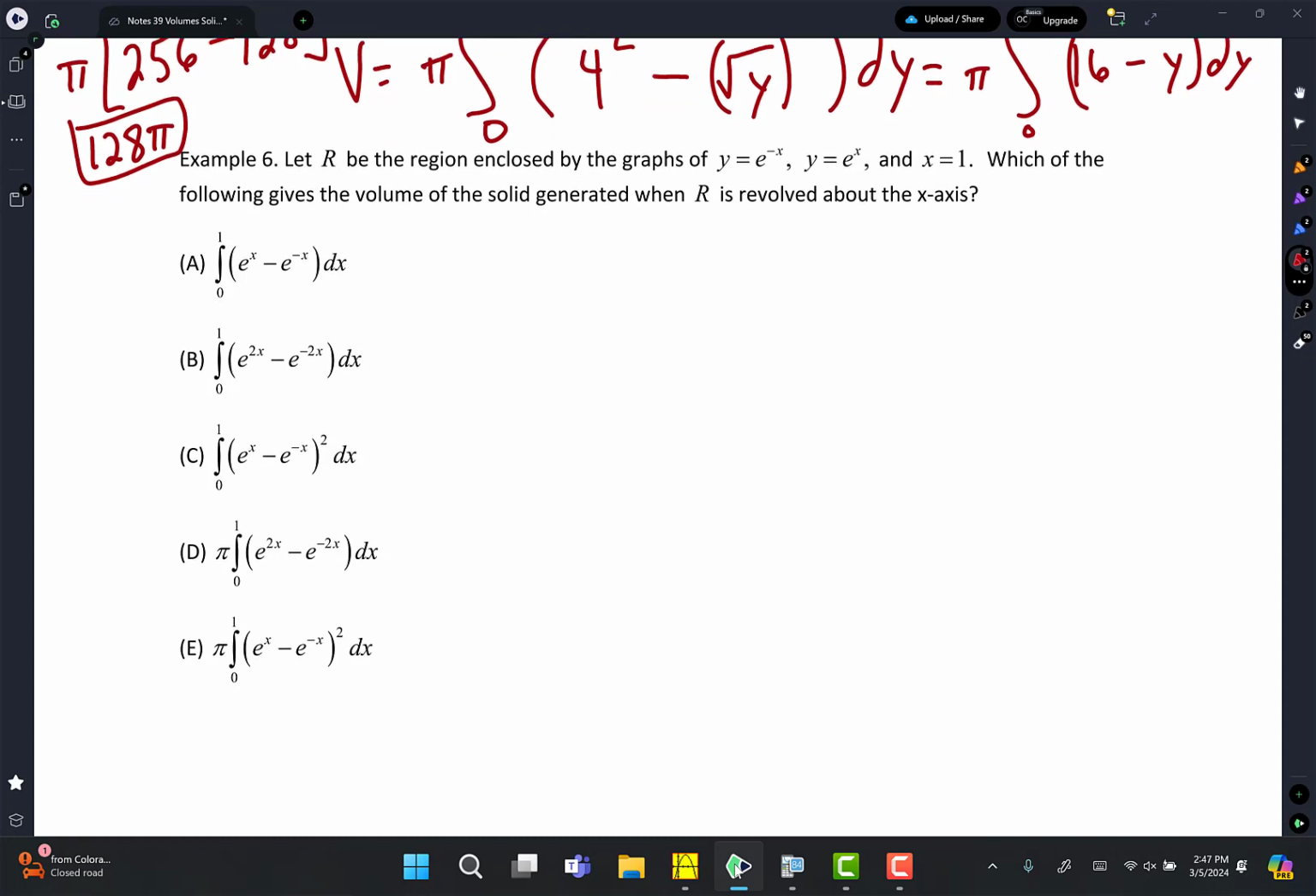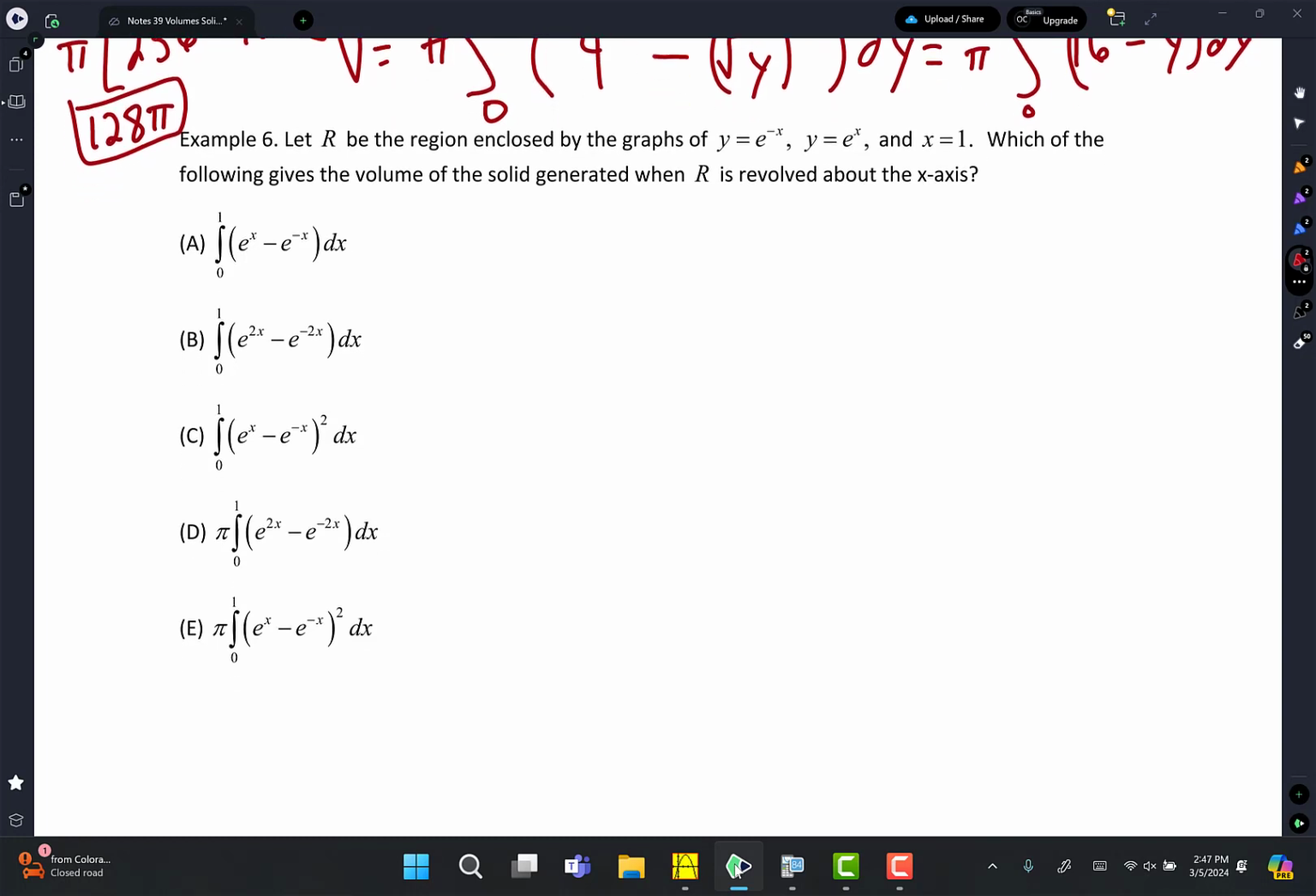All right, let's see this one. Let R be the region enclosed by the graph y equals e to the negative x, y equals e to the x, and x equals 1. Which of the following is the volume of the solid generated when R is revolved about the x-axis?